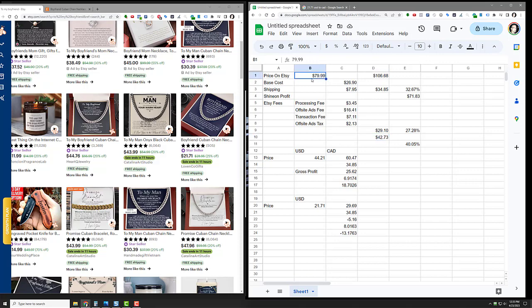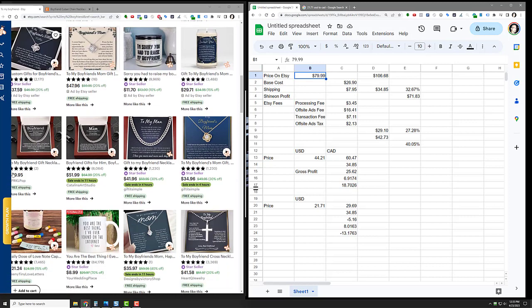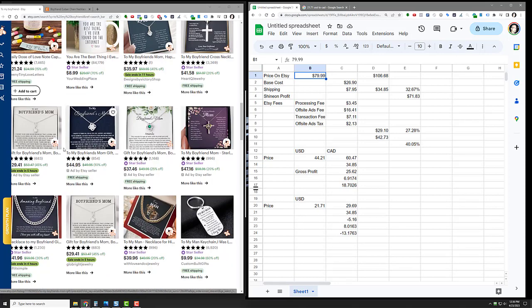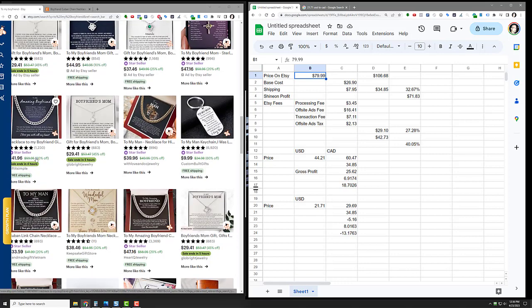I'm actually surprised it sold, to be honest, because there are so many on here that are selling these for like $39.95, $51.99, $41.96, $34.96. This is getting near the break-even point for that. 35, 44. Now these are different product types which have different base costs. 41.96, 33.59. So that type of one.